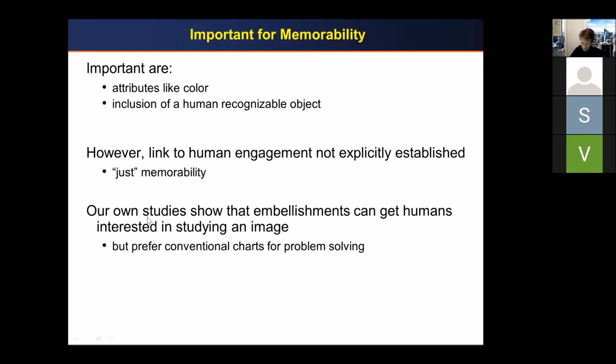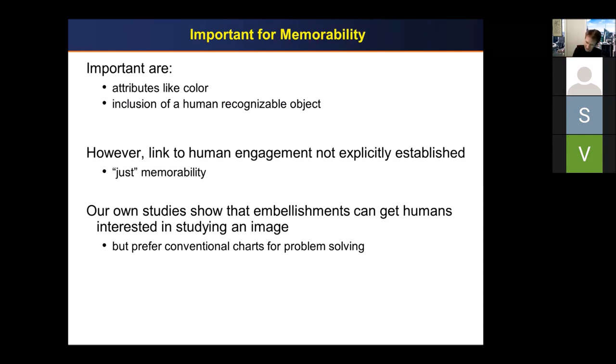Our own studies also show that embellishments can get humans interested in studying an image. We actually did a study on this: we showed people magazines with embellished visualizations, and scientific articles with embellished images. We also showed them magazines with nice bar graphs, and scientific papers with bar graphs. It turns out people tend to like embellished images in magazines, but they don't want embellished images in papers. They want the bar charts, the very basic stuff. There's a place for everything.